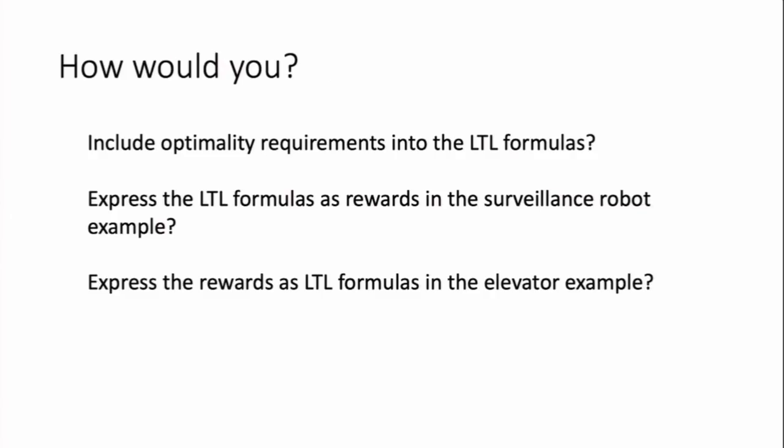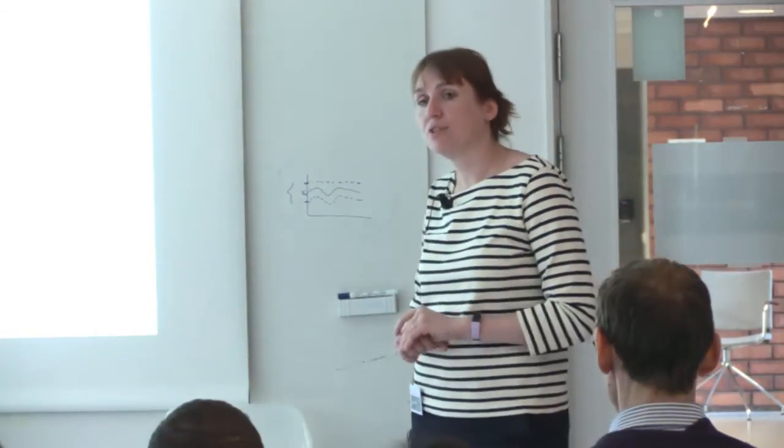Yeah, no, that's not the end. So there is a set of questions for you. How would you include optimality requirements into the LTL formulas? This reinforcement learning thing was a lot about optimality, right? We were trying to optimize some kind of expected reward. How would you do that here? With the classical algorithms, I'm just looking for a plan satisfying the LTL formula. I'm not looking for an optimal plan.